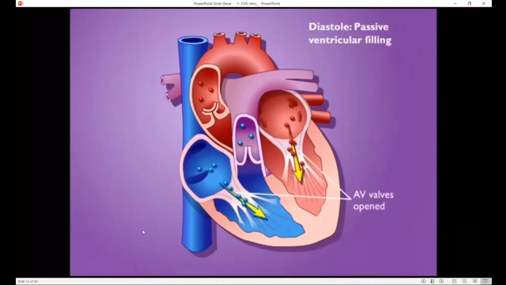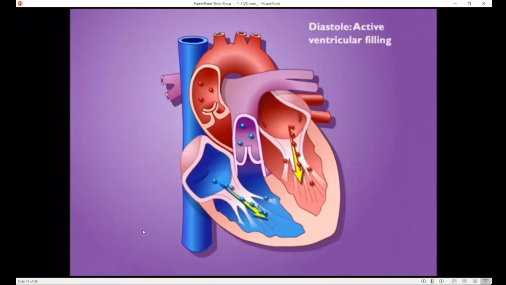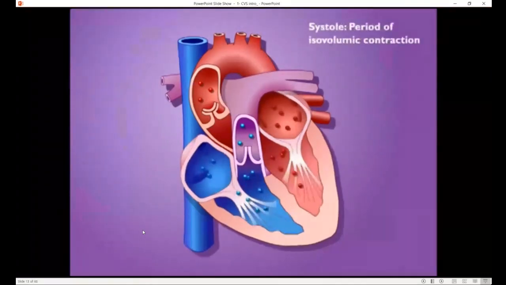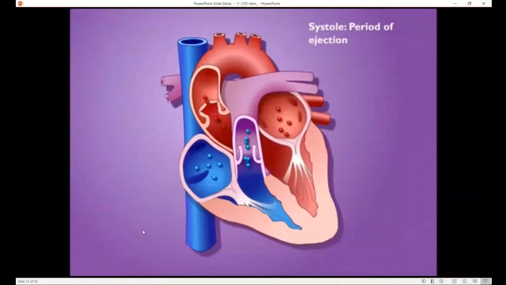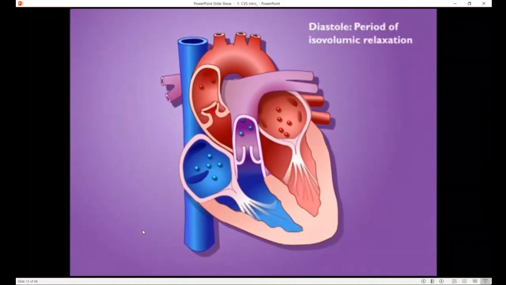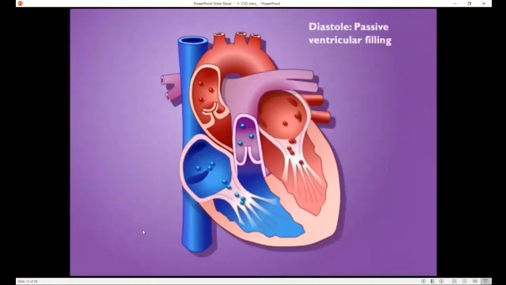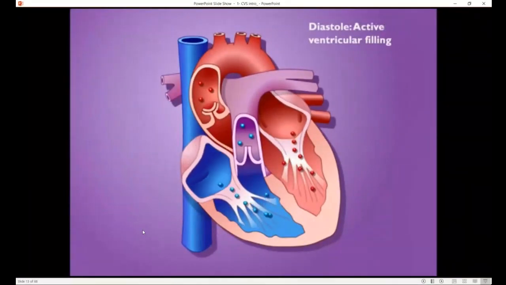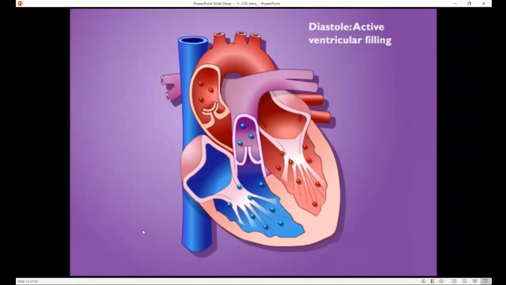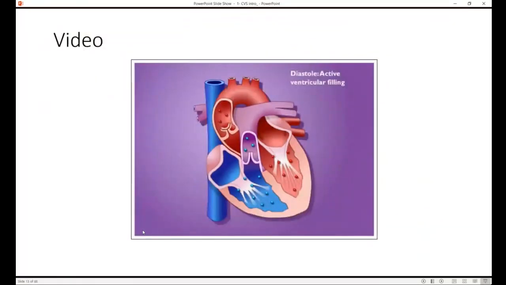Now remember, when these valves are opening and closing, there is a very small period of time when all valves are closed. So there is no net flow of blood. For example, the ventricles are filled with blood and they're going to contract now. They will contract to build the pressure to a level higher than the pressure in the aorta before the aortic valve opens. So there is a very small period when you have all valves closed.